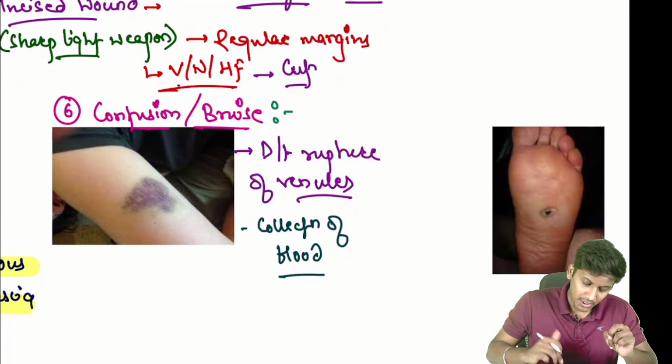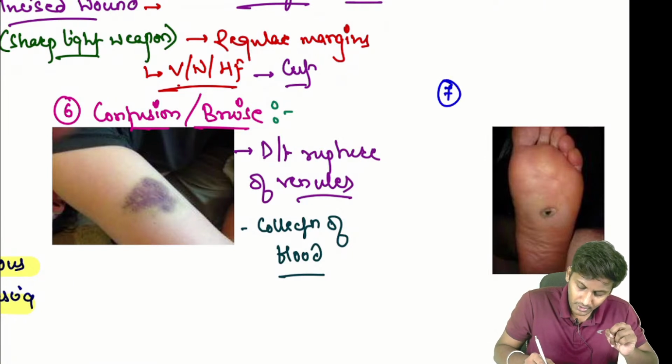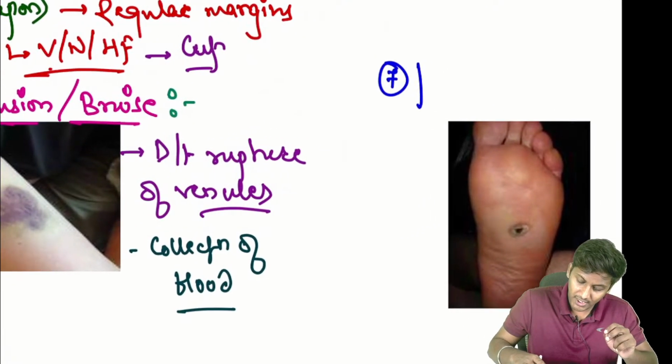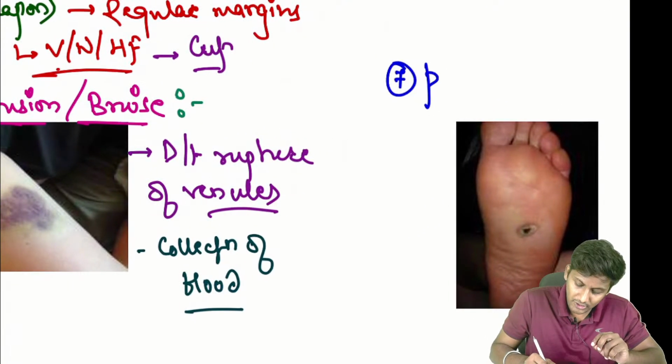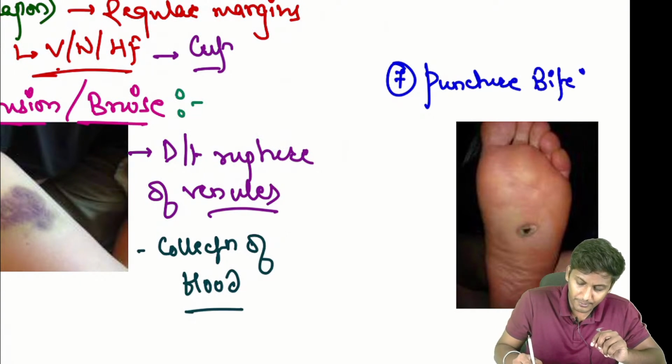That's important. Next important, kids, is this one. This is nothing but a nail injury. This is what is a nail injury, which is known as a puncture bite.